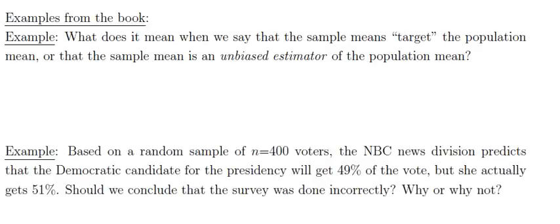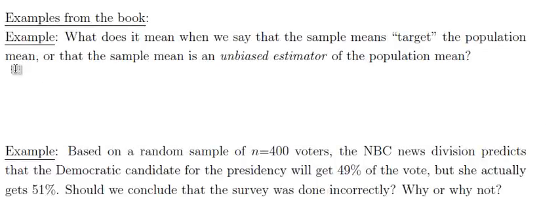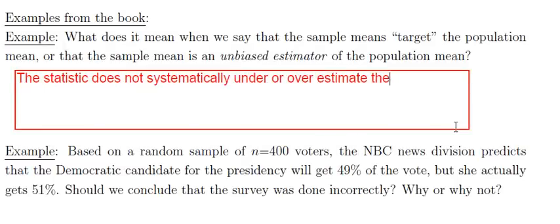Okay, so let's finish this off by doing the examples on page 46. So what does it mean when we say that the sample mean targets the population mean, or the sample mean is unbiased? Okay, all that really means is what I just underlined here. X bar does not systematically under or overestimate the population mean. So the statistic does not systematically under or overestimate the population mean.